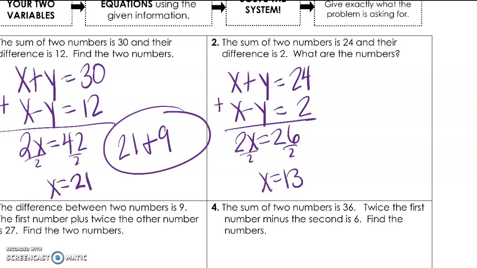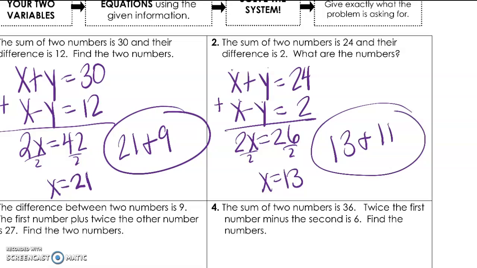So I would know that 13 minus 11 is 2, or 13 plus 11 is 24. So 13 and 11. I don't want you to write x equals and y equals. I just want you to write 13 and 11. So those are the two easiest ones.